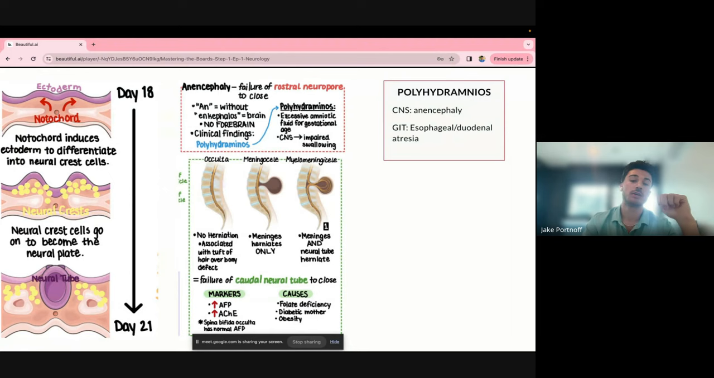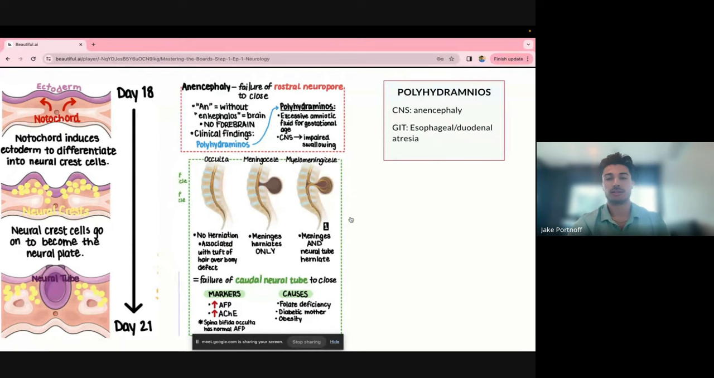Whereas in myelomeningocele, of course, since the neural tissue is exposed, you can expect to see an increased AFP. And how do we prevent our caudal neural tube problems, guys? We need to administer folate in pregnancy. All right, that's a tie-in there.